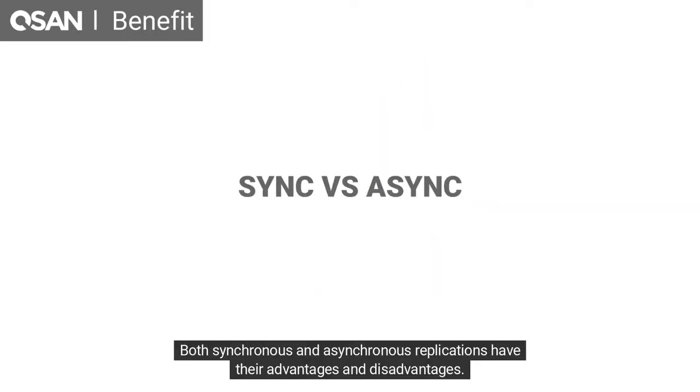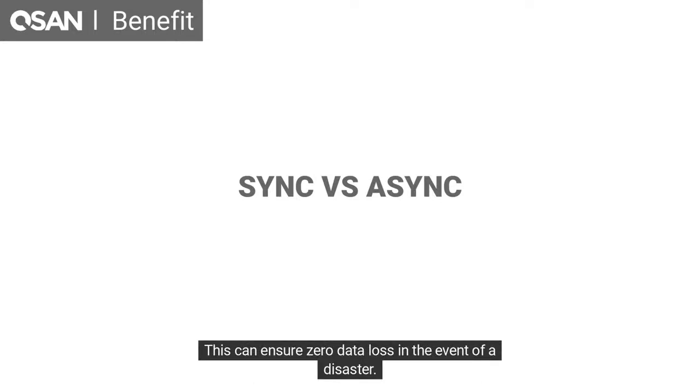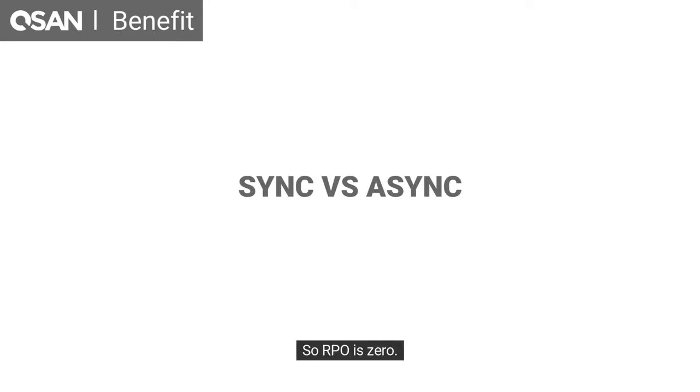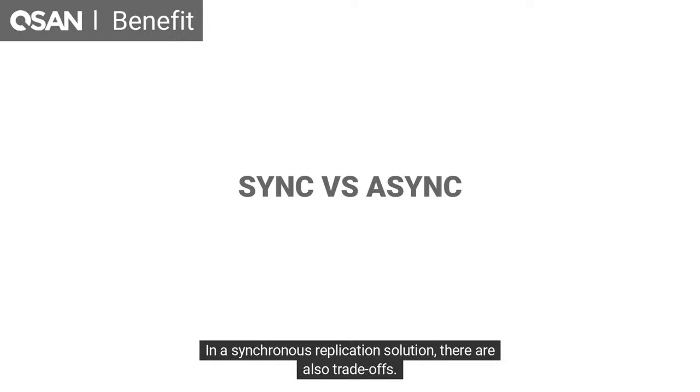Both synchronous and asynchronous replications have their advantages and disadvantages. Before choosing a backup method, you must understand the risks of disaster recovery. Synchronous replication ensures that every data written to storage is saved locally and remotely. This can ensure zero data loss in the event of a disaster. So RPO is 0.